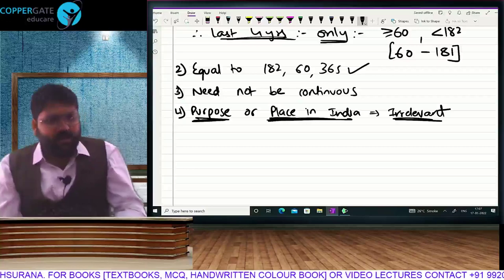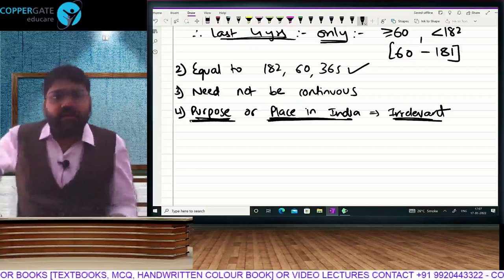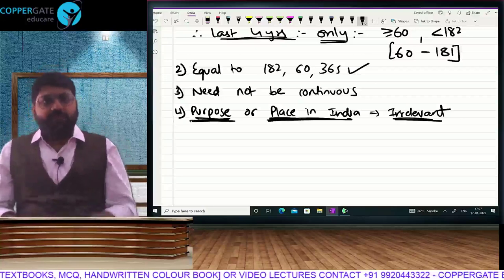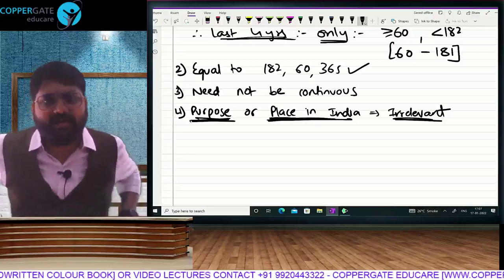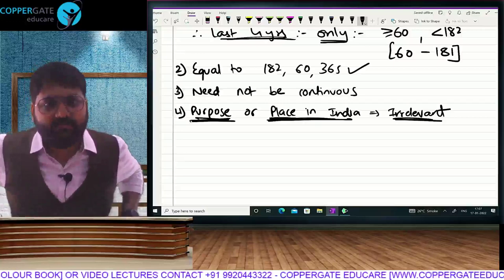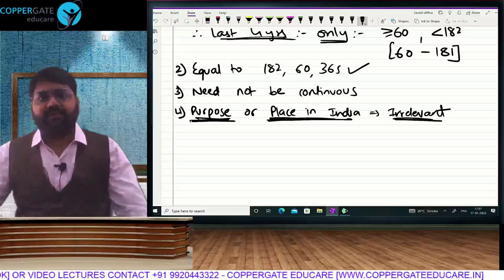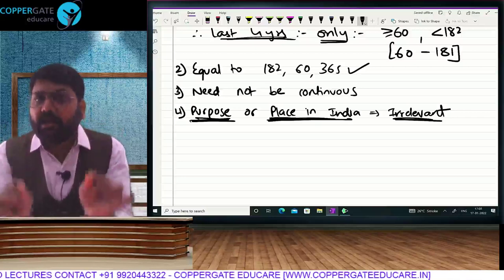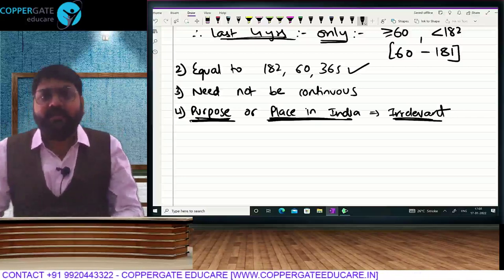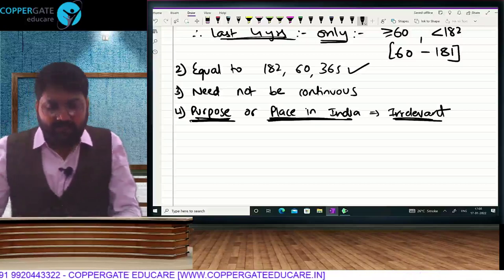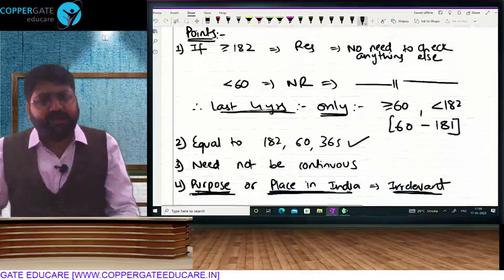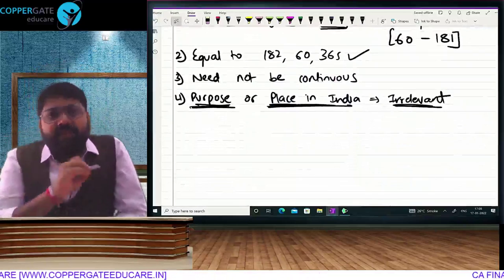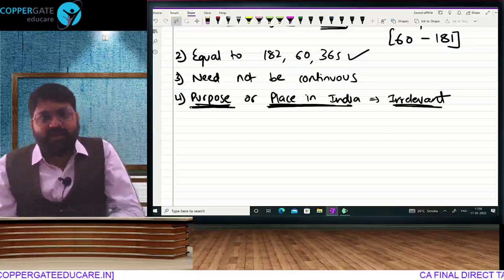Which place in India you are living is irrelevant. Which purpose you are living, irrelevant. Whether you eat food or you don't eat food. Whether you stay in a house or a temple or a mosque or a footpath without any fear of Bollywood superstars coming and killing you on the footpath. Where you are living, irrelevant. The only thing that matters in deciding residential status under income tax is, please tell me now, what? Stay in India. Physical presence, that is your stay in India, that is the only thing that is relevant. Only thing that is relevant. Have you understood this?